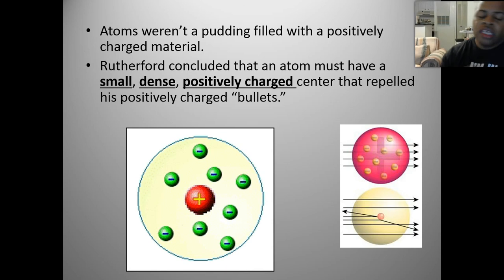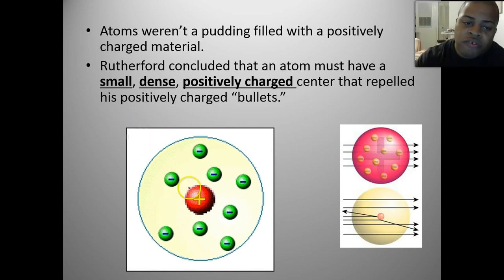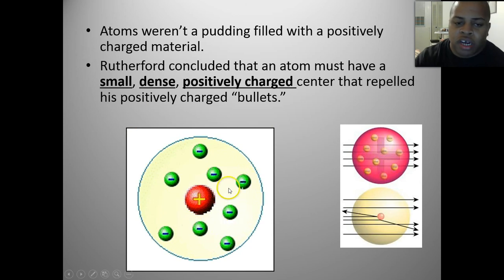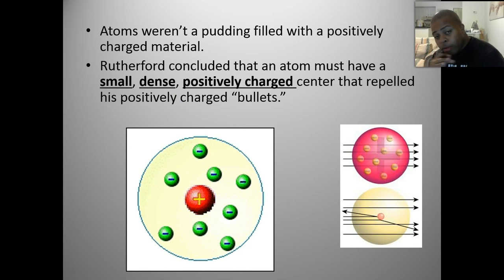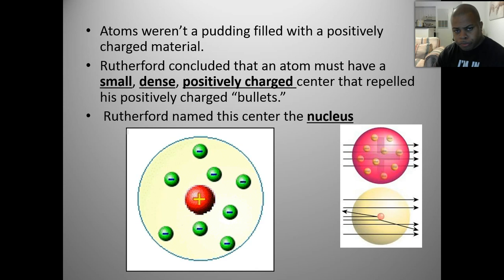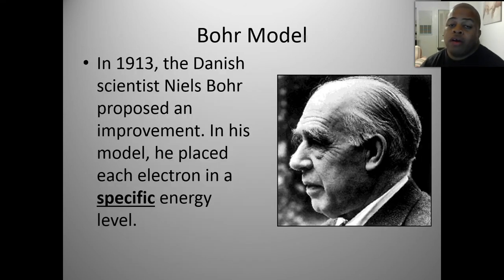Now, this is going to be sort of an idea of the model that we're now looking at. So before, it was just positive randomness inside. Now we have this solid positive charge here with the negatives still scattered about on the outside, allowing most of them to go through, but some of them to get sidetracked. He named the center of the atom the nucleus. That's where we get that term, at least in chemistry. Now, two more models to go, and then we're set for the evening.